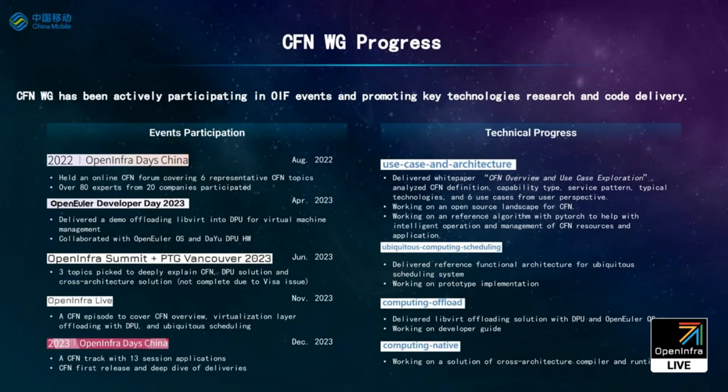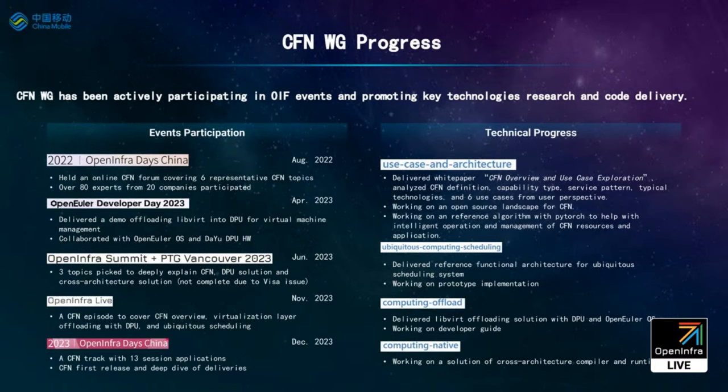And for the technical group progress, as Qihui mentioned before, we launched the four subgroups. For the use case and architecture subgroup, we have delivered a white paper of CFN overview and use case exploration that explained the CFN definition, analyzed the capability and service type, the typical technologies and the common use cases. They are also working on the reference algorithm with PyTorch to help with intelligent operation and management of CFN resources and applications.